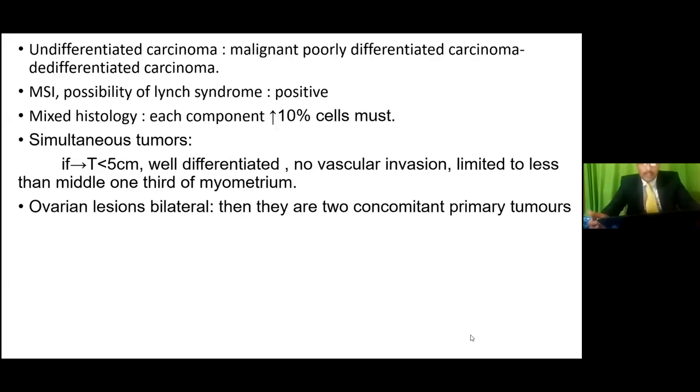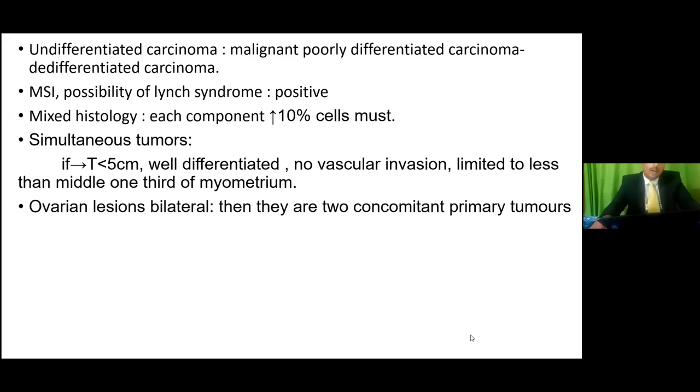Coming to undifferentiated carcinoma, these are malignant and poorly differentiated carcinomas. They are aggressive and are sometimes known as dedifferentiated carcinomas. Microsatellite instability and the possibility of Lynch syndrome are greater in undifferentiated carcinomas. When we call it mixed histology, each component is greater than 10% of the cells.